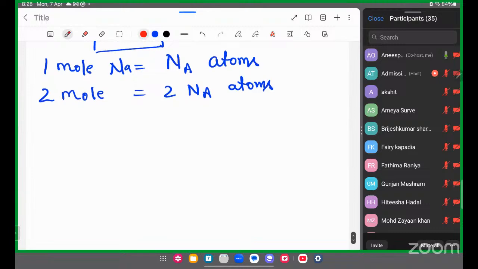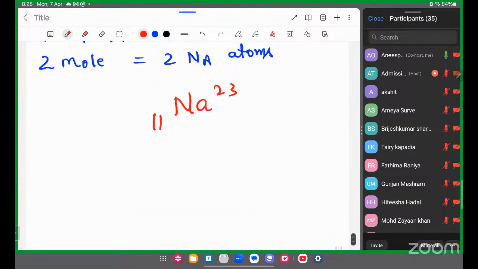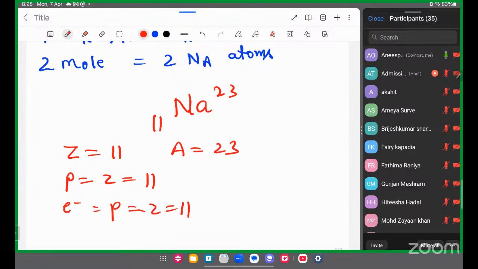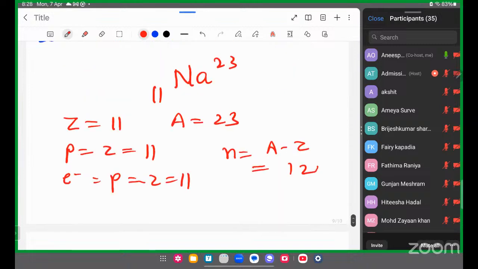Now look at the nuclear composition of sodium atom. Sodium Na is 11/23, which implies that the value of Z is 11 and the value of A is 23. Protons equal Z, that is 11. Electrons equal protons, that is Z, again 11. And neutrons are A minus Z, which is 12. And this composition is of a single sodium atom.